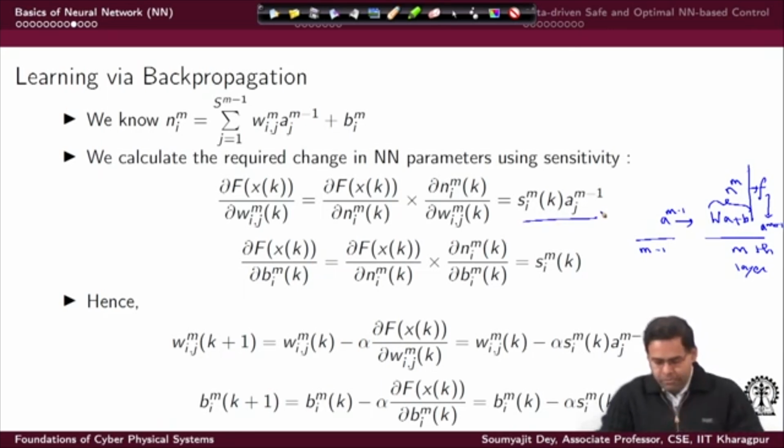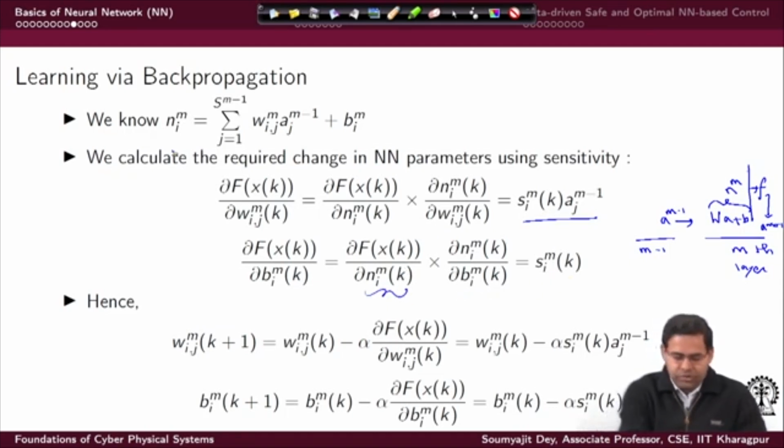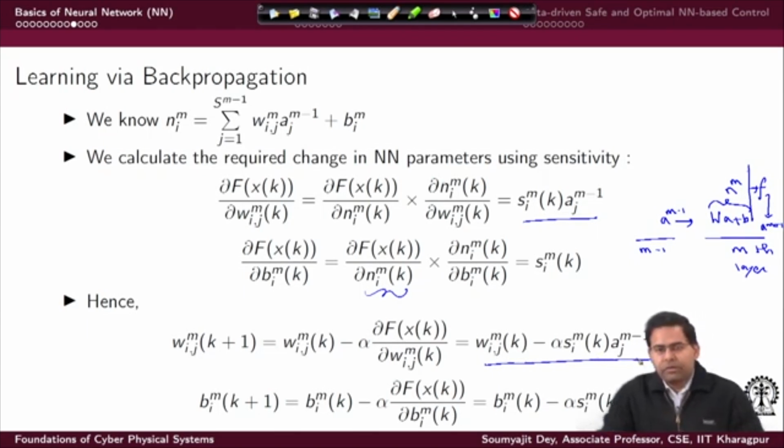If you take the derivative here of f with respect to b, and express it in terms of n, then this first term becomes the sensitivity again, and this term is just 1 from this formula. So overall you can write these update rules from the kth to the k plus 1th step using this. You have the update at k related with minus alpha times the sensitivity in the kth step with the activation from the previous stage. Similarly, you can relate the value of bias in the k plus 1th step with the bias in the kth step along with the learning rate multiplied by the sensitivity.